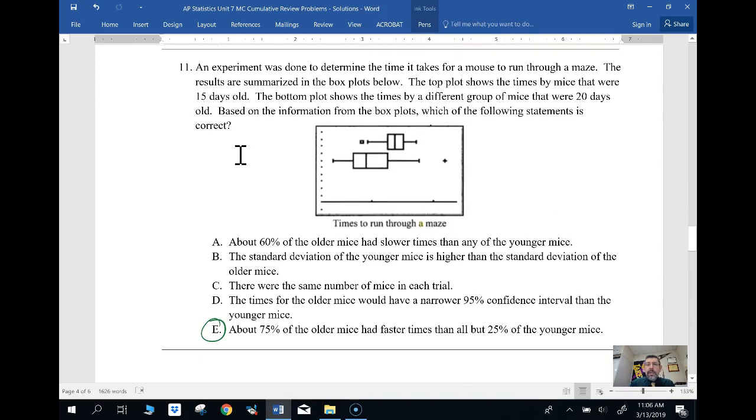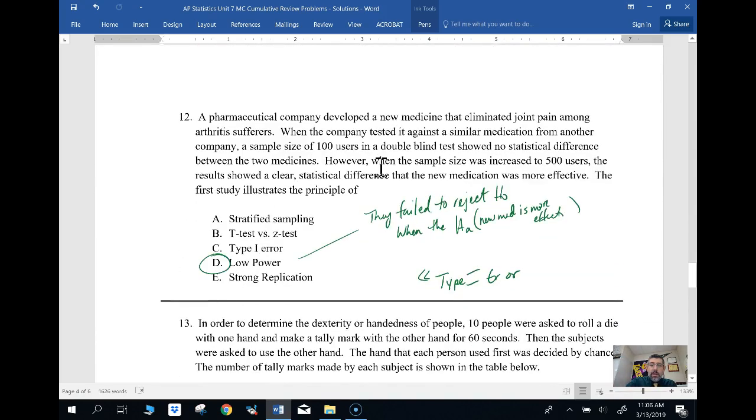Number 11, something to notice about number 11 is that the bottom box plot is the older mice. And since we're looking for faster times, since the box is more to the left of the other box, these are going to be faster times. We don't know how many mice in each one ran whatever. We just know the percentages.